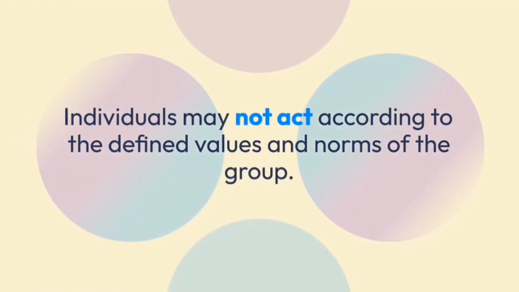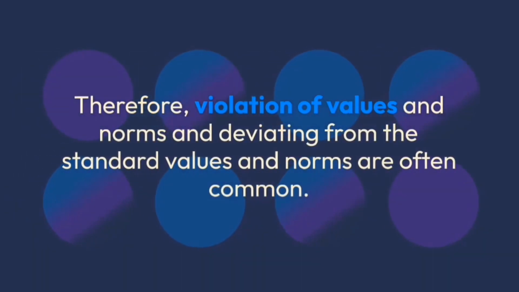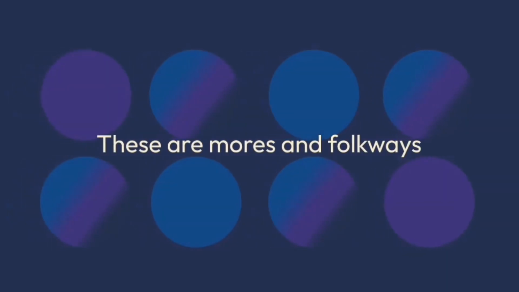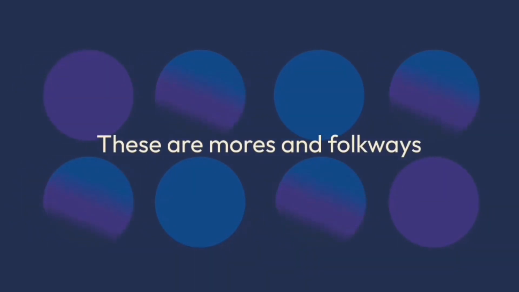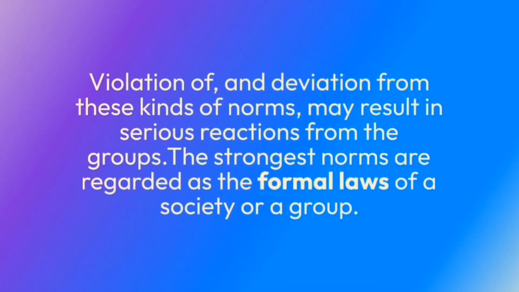Individuals may not act according to the defined values and norms of the group. Therefore, violation of values and norms and deviating from the standard values and norms are often common. Social norms may be divided into two. These are mores and folkways. Mores are important and stronger social norms for existence, safety, well-being, and continuity of the group or society. Violation of, and deviation from these kinds of norms may result in serious reactions from the groups.